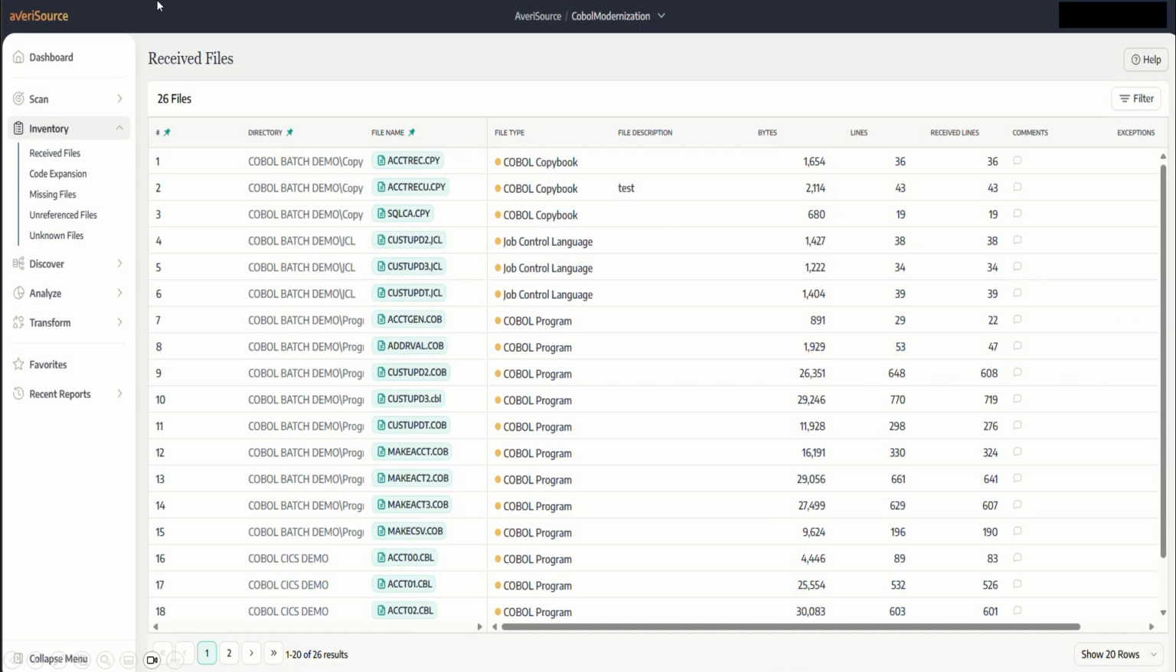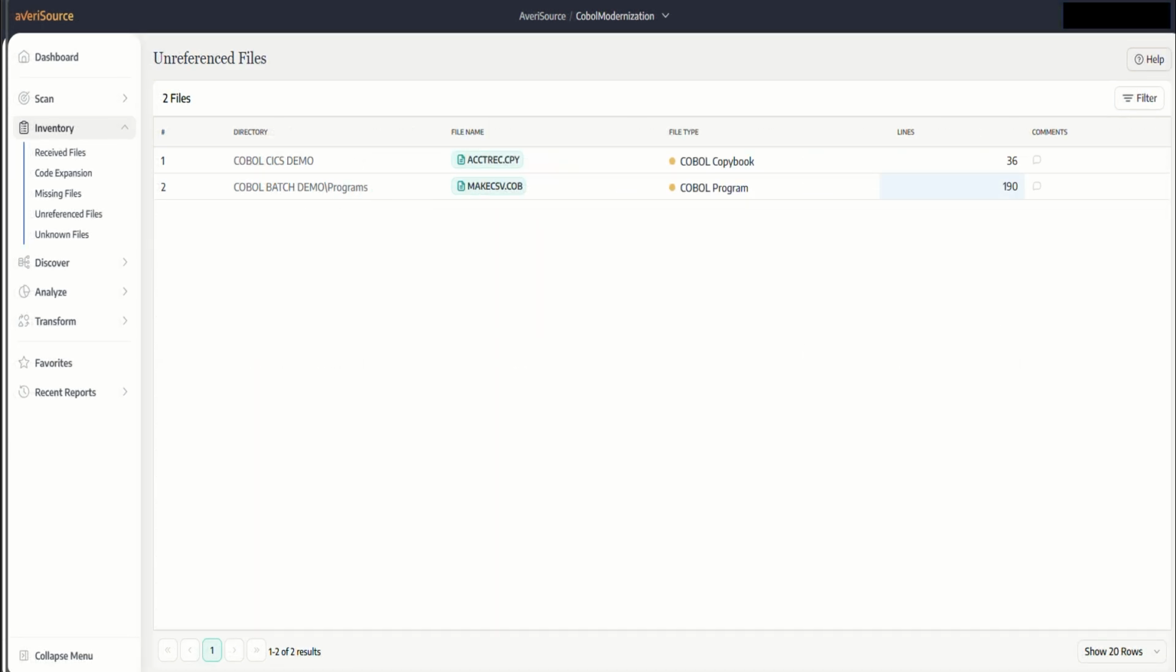analysis. The Received Files report shows all parsed components, their types and sizes. And the Unreferenced report shows items that are recognized code but are never referenced by components in the project. This could mean that there are missing jobs or transaction definitions that reference these components, or they don't belong in this application. This helps to understand the portfolio and complete the repository for more thorough analysis.